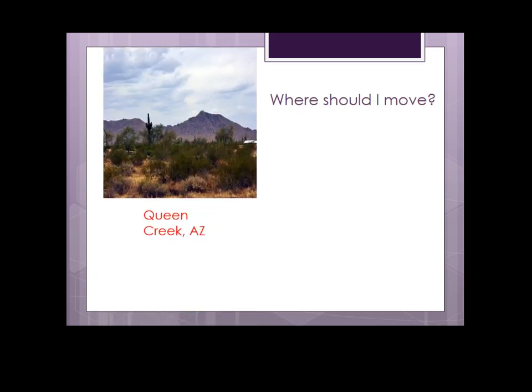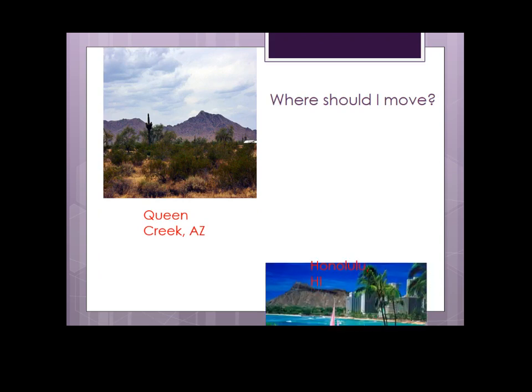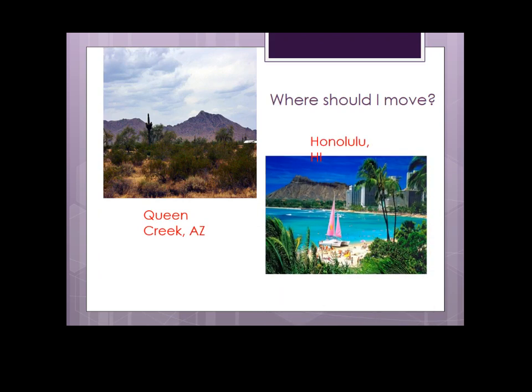So to do that, let's look at an example here. I'm trying to decide where I should move, either Queen Creek, Arizona, or Honolulu, Hawaii. You may have different preferences and different reasons for choosing, but I want to choose one based on weather. Well, Queen Creek gets really hot. Honolulu is pretty nice and moderate and tropical. So I'm going to do it based on the average temperature.